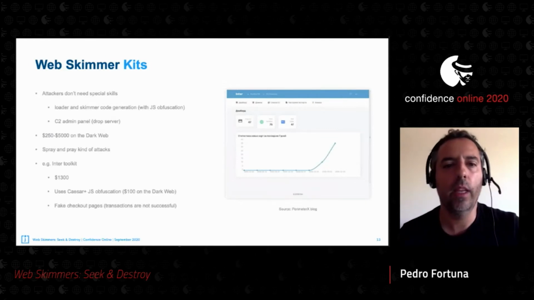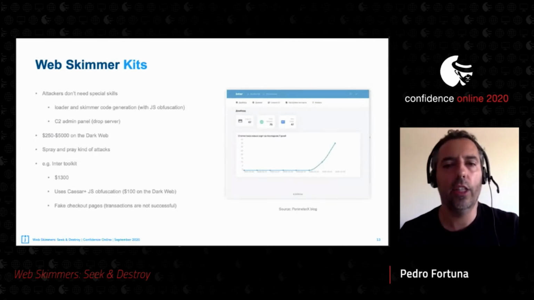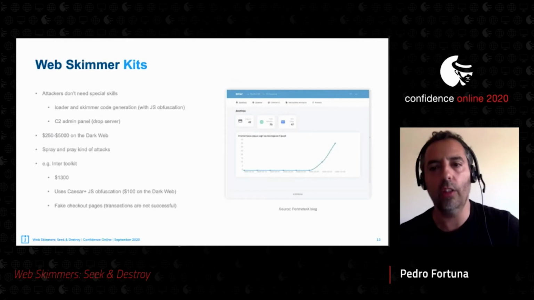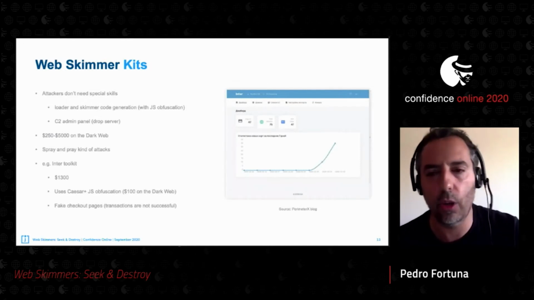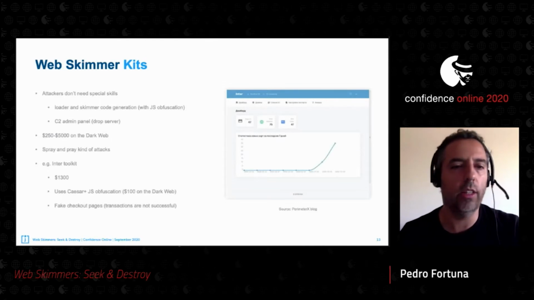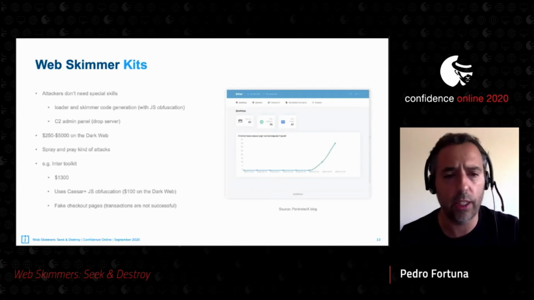So the attackers get access to breached third-party servers. They just install this, and basically they are attacking a lot of different web applications, because multiple applications are linking to the file that they just modified. There's even a toolkit called Inter, which goes for roughly $1,300 and uses a special Caesar plus JavaScript obfuscation, which is also available on the dark web for $100.